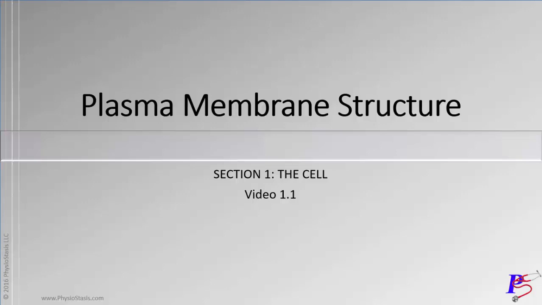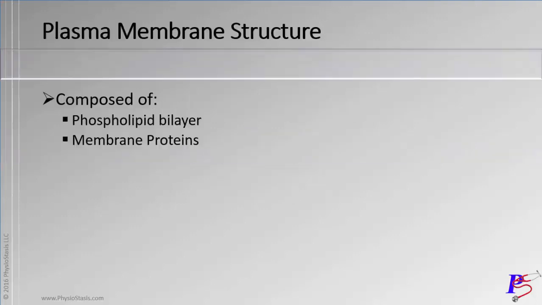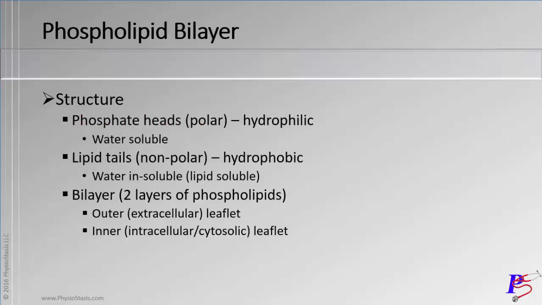The first video is going to be discussing the structure of the plasma membrane. The plasma membrane has several components to it, but we are going to primarily focus on two components, the phospholipid bilayer and the membrane proteins. So let's begin by discussing the phospholipid bilayer first.